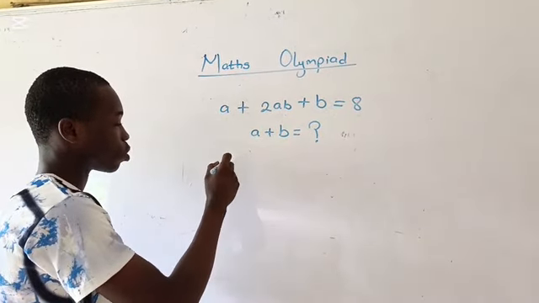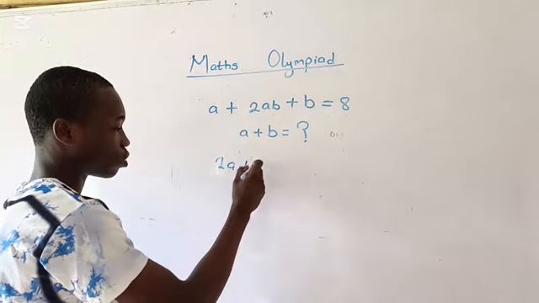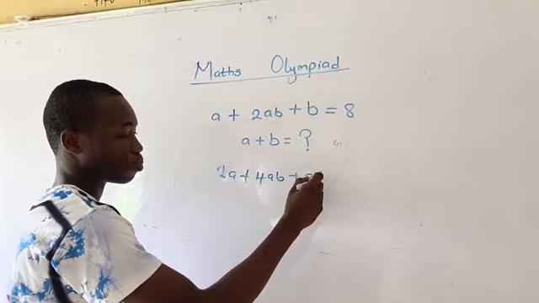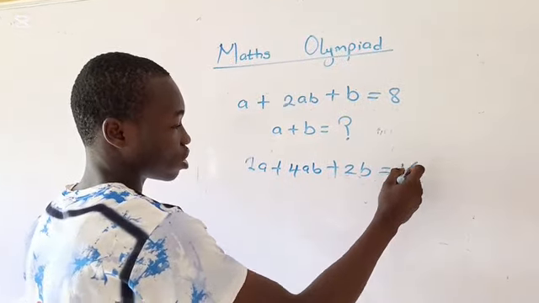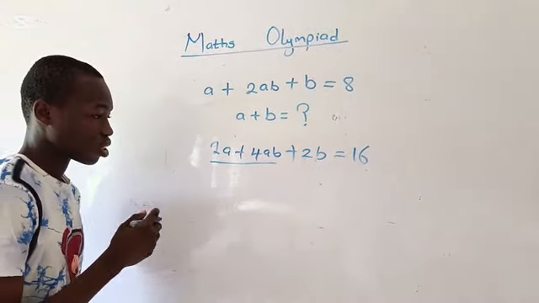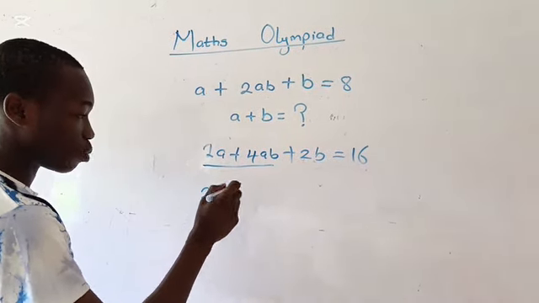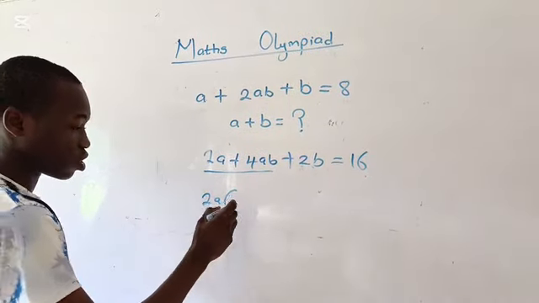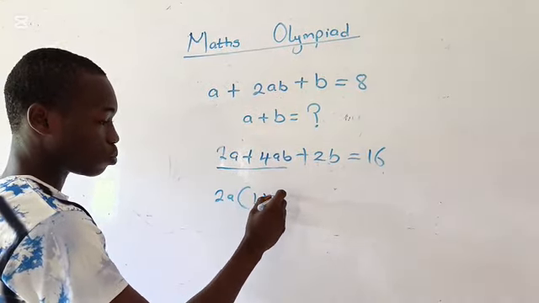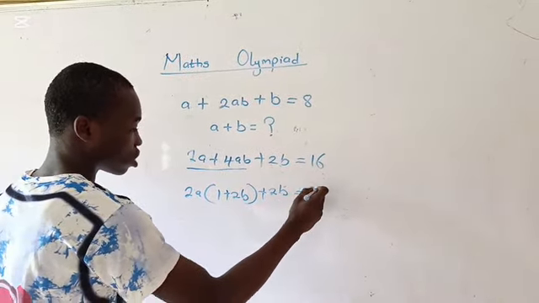When you do so, you are going to have 2a plus 2 multiplied by 2ab, which gives you plus 4ab. Here we are going to have 2b plus 2b equals 16. Now, when you look at this, there is a common factor here, which is 2a, right? When you factor it out, you are going to have 2a into bracket. 2a divided by 2 gives you 1, and 4ab divided by 2 gives you plus 2b. So here you are going to have 2b equals 16.